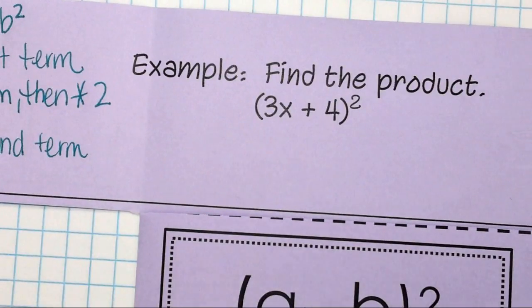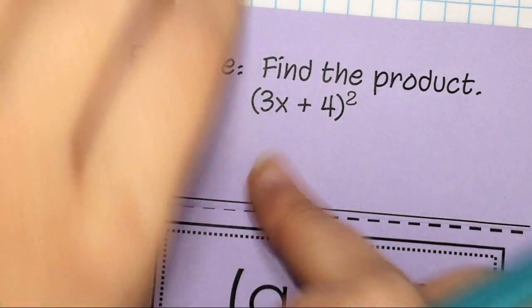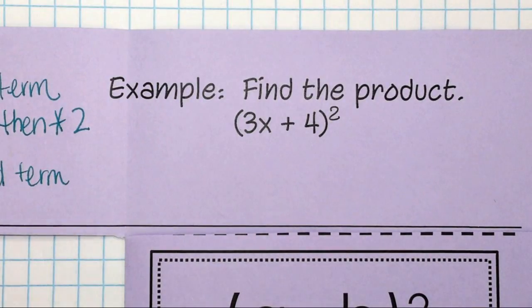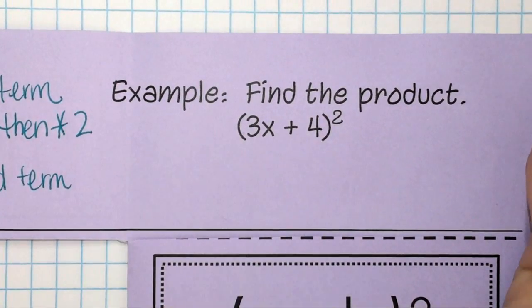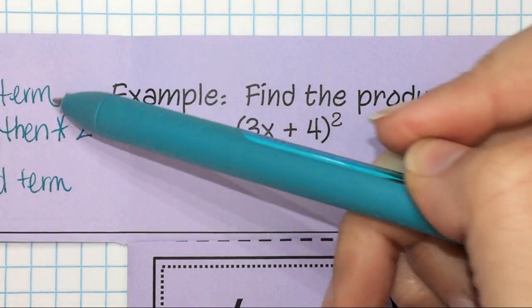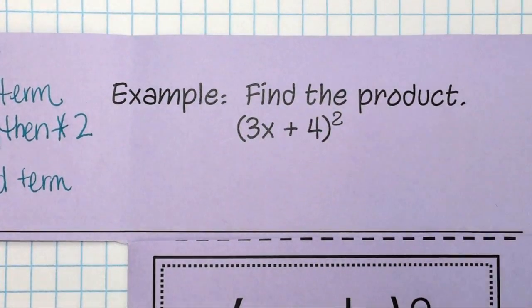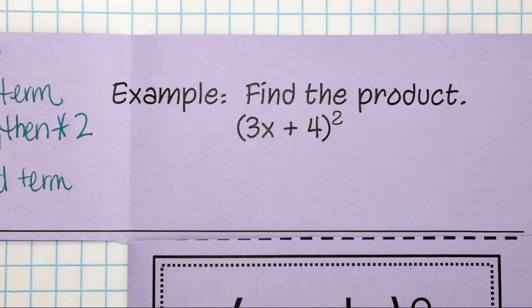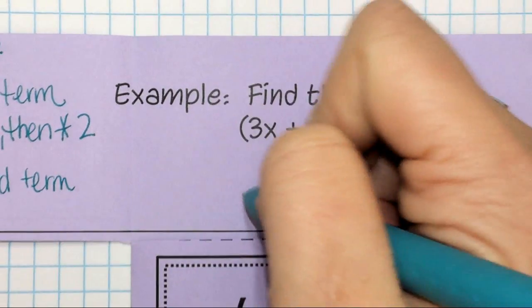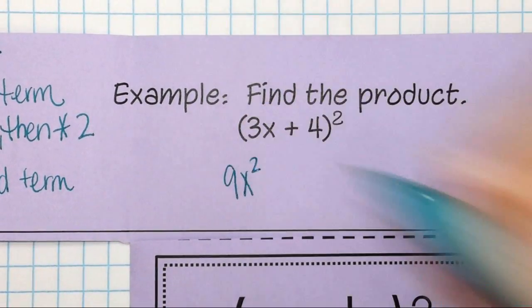Alright, here we go. So we are going to use our rules that we just wrote down to work out this problem. It's 3x plus 4 quantity squared. The first step is to square the first term. So if we square 3x, what are we going to get? 9x squared.